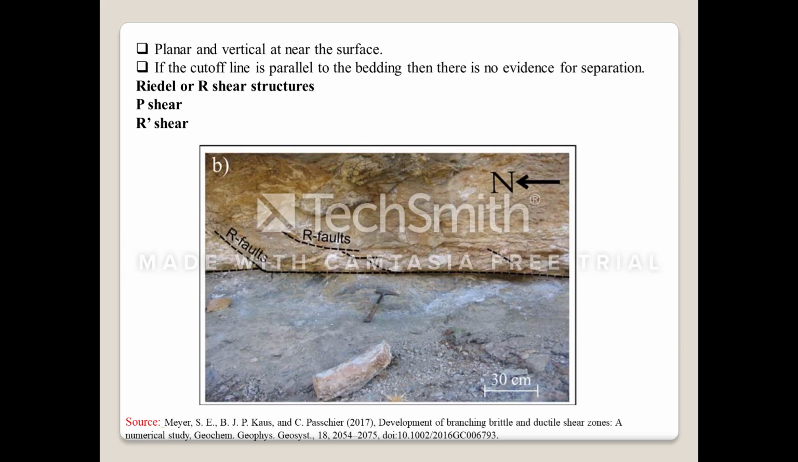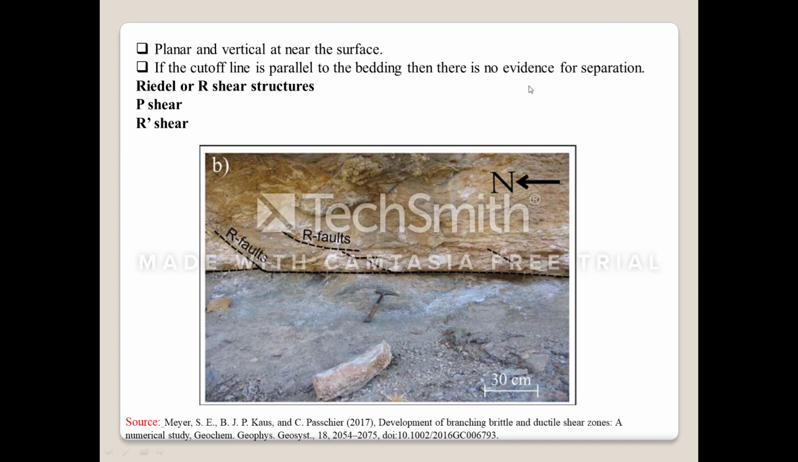Then the characteristics of strike slip faults. First, all strike slip faults are planar and vertical near the surface. If the cutoff line is parallel to the bedding, then there is no evidence for separation. This is a very important point. Suppose the strike slip fault is parallel to the bedding, where both intersect; then we can't get evidence of the separation. But if the strike slip fault is in an oblique direction, or we can say the dip slip direction, then there should be evidence of the separation.